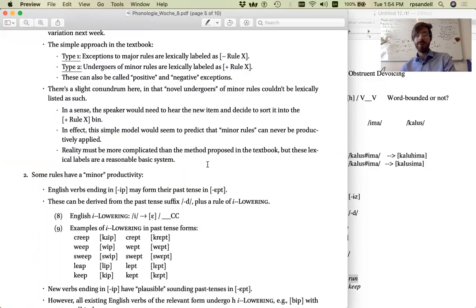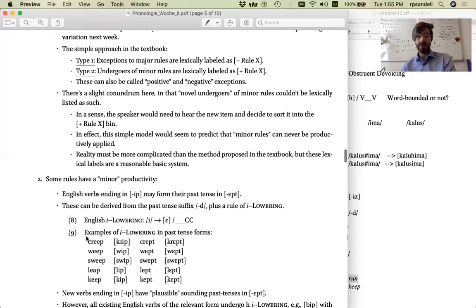So to account for these words that have this eep, ep alternation, we can assume that the past tense forms are built with the suffix da, but that a rule of e lowering applies, where an e becomes a lower vowel when followed by two consonants, maybe only at the end of the word. So here are some existing words of English, the present tense forms creep, weep, sweep, leap, keep, which in their past tense forms become crept, wept, swept, leapt, and kept.